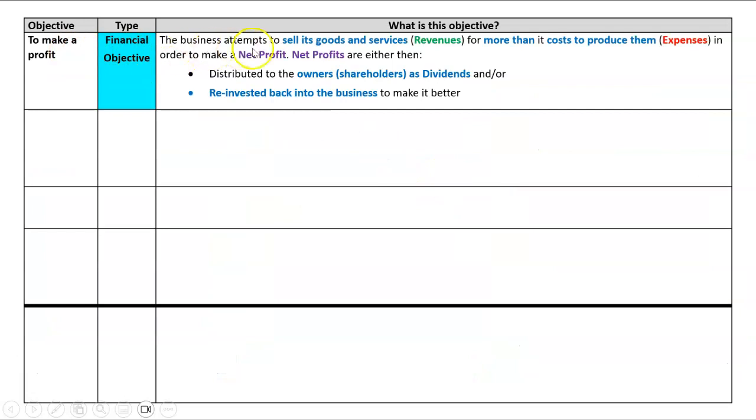So how would we describe each one? Well, we've got to make a profit. That's where we sell our goods, that's our revenues, for more than it costs to produce them, that's our expenses. And then we make a profit, and those profits are given back to the owner as dividends or can be reinvested back into the business.